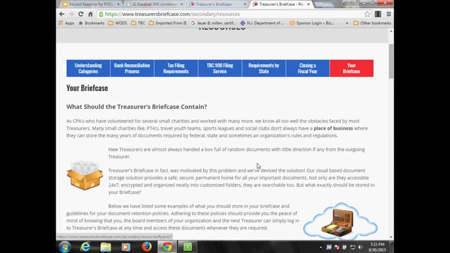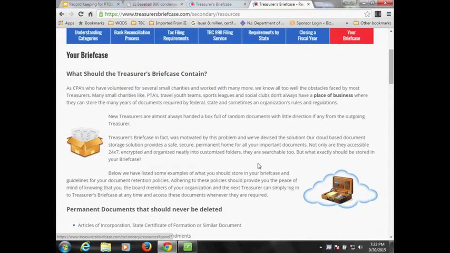Treasurer's Briefcase has a digital briefcase component to the software where you can store all of your documents digitally and they'll be there forever. So when you transfer from treasurer to treasurer, all you do is give them a new login credential and they'll see all of your documents in one place in your digital briefcase.